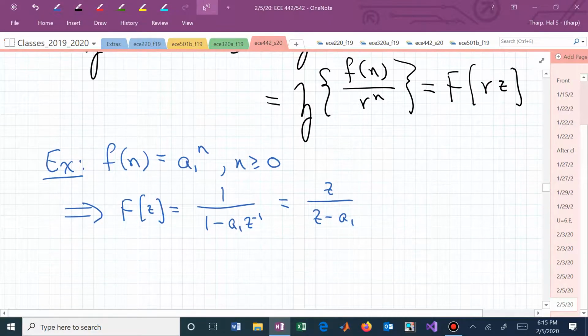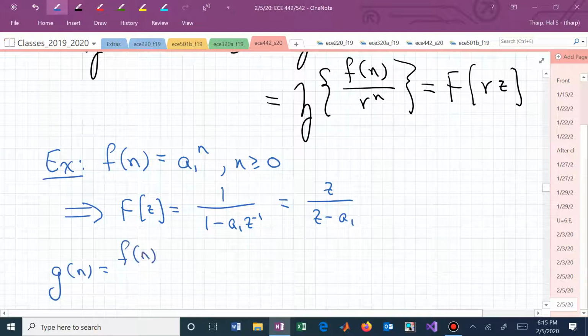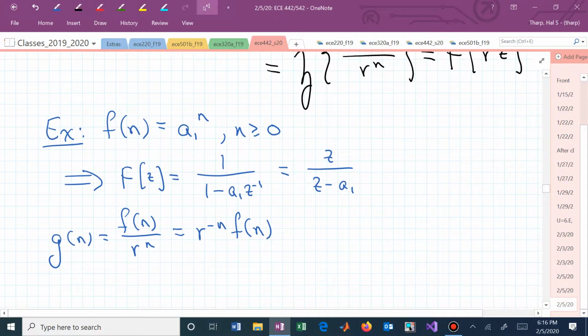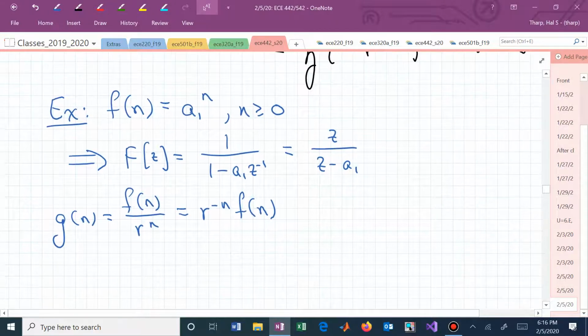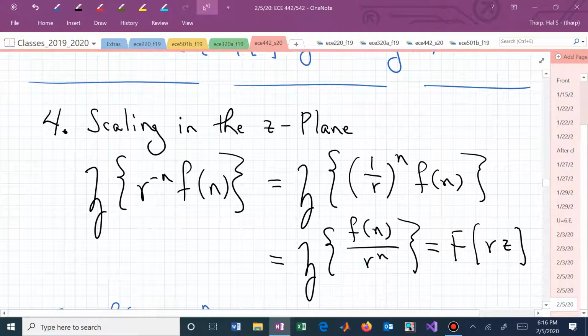Now suppose that somebody gave you a little g of n and said, oh, this is actually f of n divided by r to the n. Or this is now r to the minus n f of n. And that fits right in with our fourth property. This is now what we're taking the Z transform of.